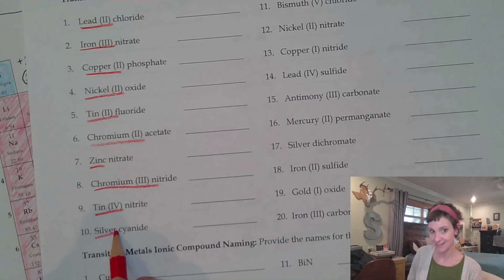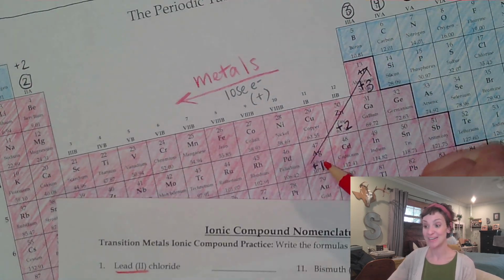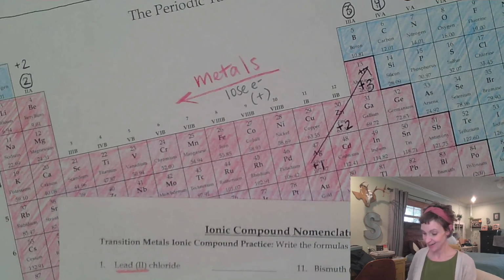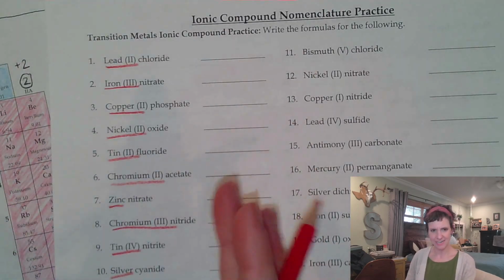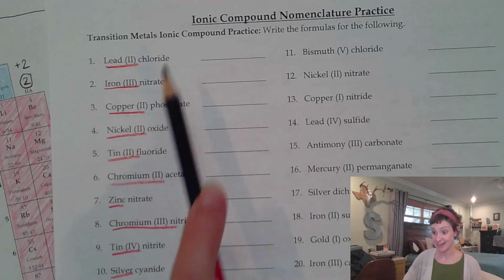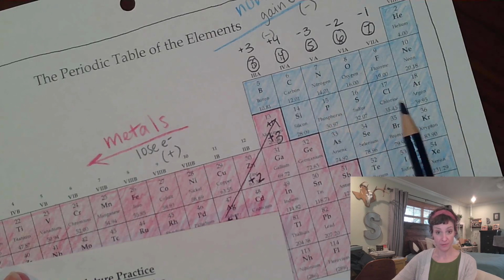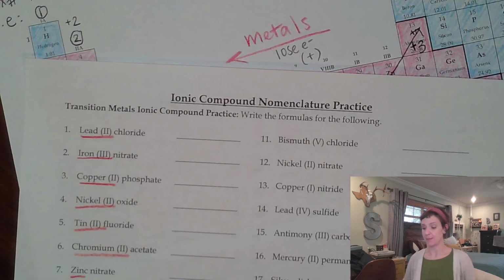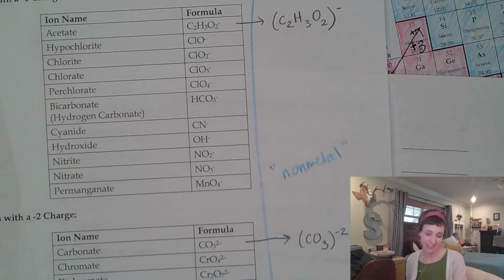Silver always has a +1 charge. Okay, so yes, I have not done anything sneaky. These are all metals starting off first. These are ionic compounds, which means I'm assuming that everything on the end here is either a simple non-metal from the periodic table or a polyatomic ion with a negative charge over here that is acting like a nonmetal.